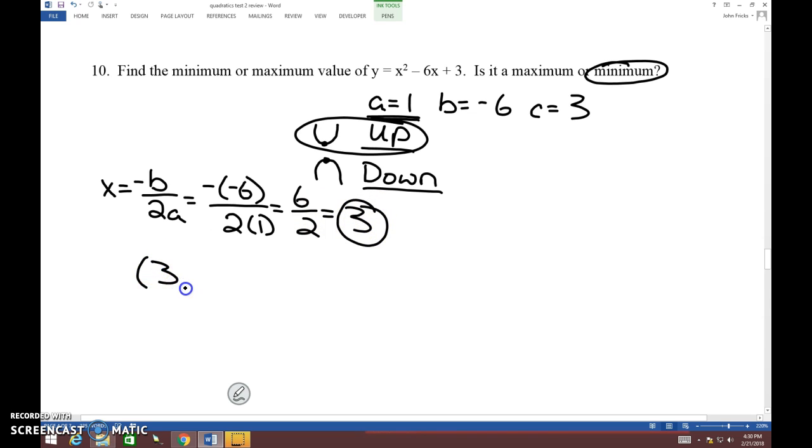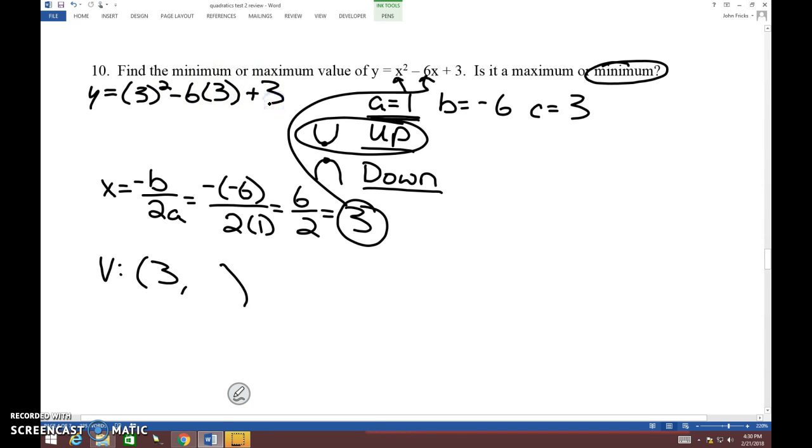So we can go ahead and identify the vertex. I'm going to put a V for vertex, but the vertex here is going to be 3, comma, and then some number. So the way we find that number is by taking 3 and substituting it back into the original problem for x. So here we have y is equal to, we said we're going to substitute in 3, so 3 squared minus 6 times 3 plus 3. So we know 3 squared is equal to 9, negative 6 times 3 is negative 18, and we have a plus 3 on the end.